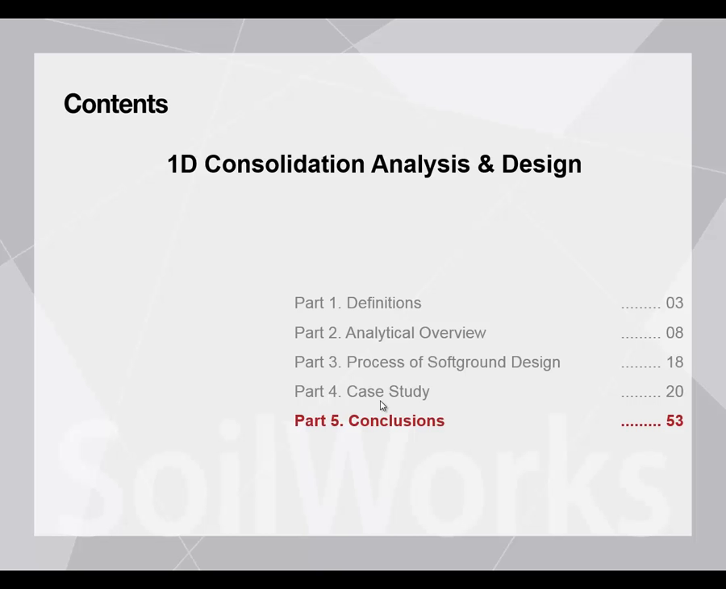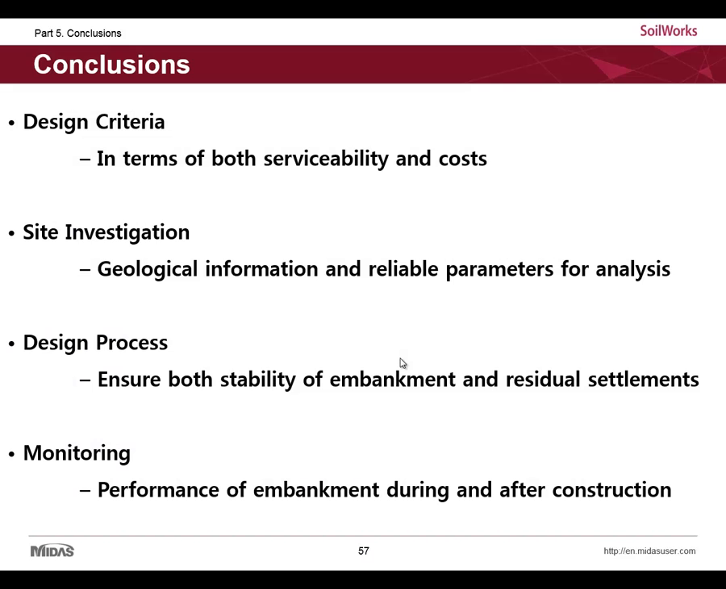Okay, let me conclude the first session. The requirements for a successful construction of an embankment over soft ground can be summarized as follows. First of all, we have to set the design criteria in terms of allowable residual settlement and factor of safety against slope failure. And cost. Cost is much more important, including construction and maintenance cost and construction period.